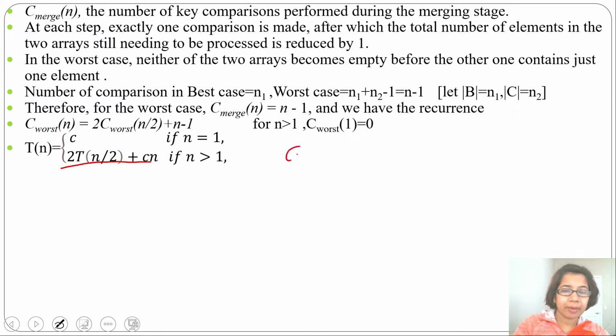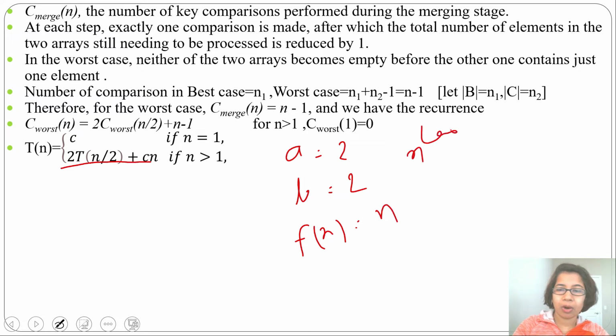What will be the A value? A equals 2, B equals 2, and f of n equals some constant multiplied by n. So we can write n. n power log A base B. What is A? 2. What is B? B is also 2. So log 2 base 2 is 1. We got n. So both are the same. It comes under case 2. Running time will be theta n log n.